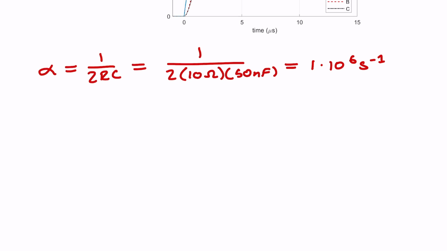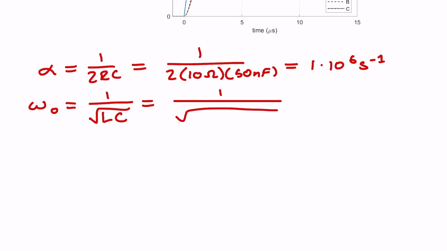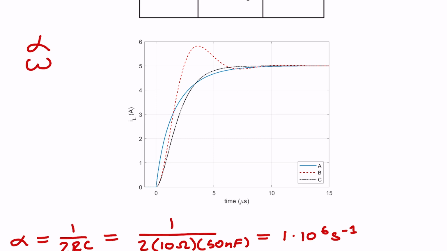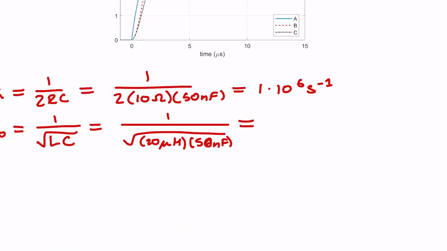All right, now let's find our omega naught. That one's just going to be 1 over the square root of LC according to our cheat sheet, right? So that's going to be 1 over the square root of 20 microhenries and 50 nanofarads. Again, we're getting these just from these values over here, right? And that is equal to 1 times 10 to the 6 per second.